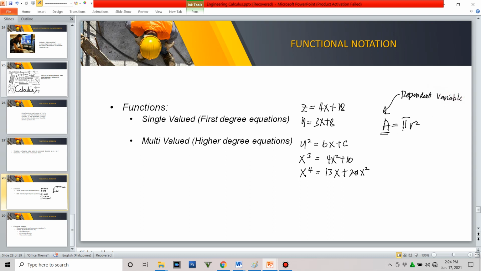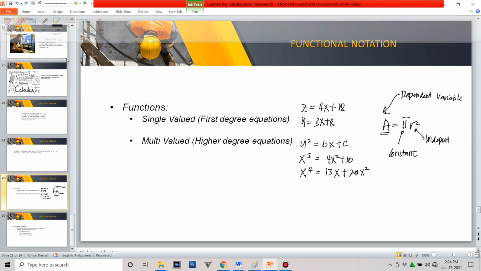Okay. And this is constant. Wherein this is the independent variable.